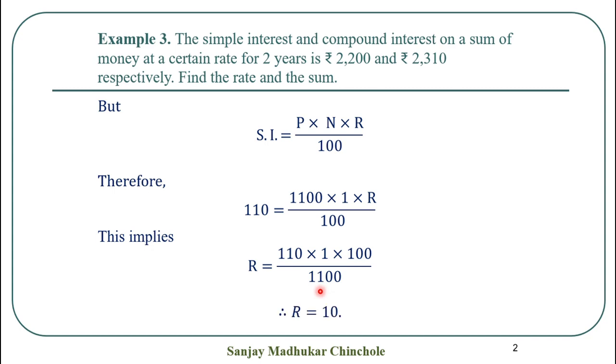So it will be R is equal to 110 into 1 into 100 divided by 1,100. This 110 into 100 is equal to 11,000, and divided by 1,100 it will be 10. So R is equal to 10 percent per annum rate of interest.